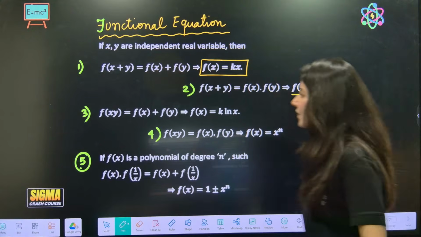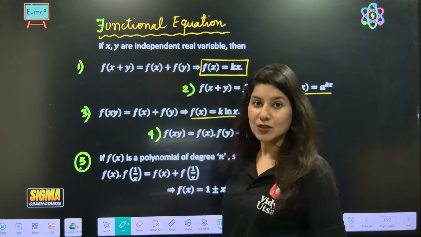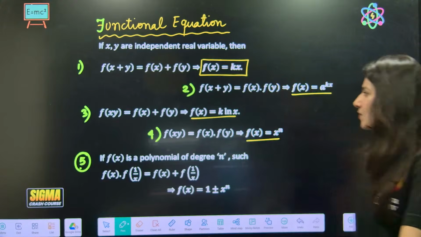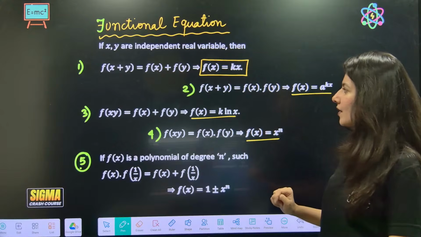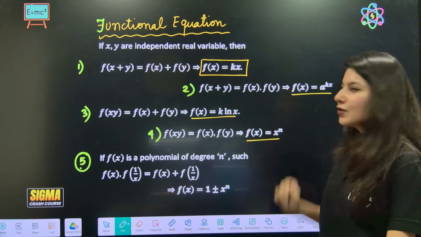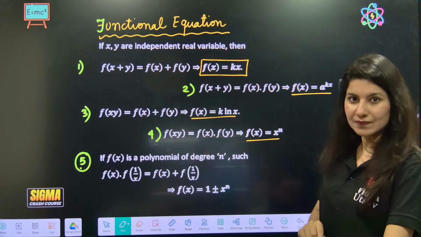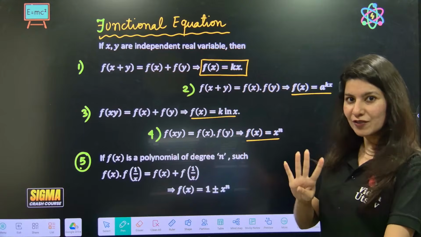Okay, then product to sum, it is having f(x) = k ln x, and product to product, f(x) = x^n. So remember that now. Sum to product, then product to sum, product to product. Okay, you have remembered this in sequence. Sum to sum, sum to product, product to sum, product to product, 4 categories.